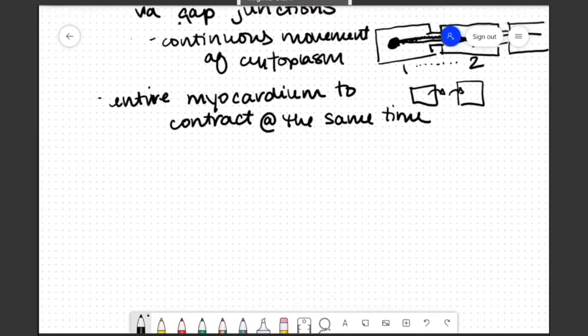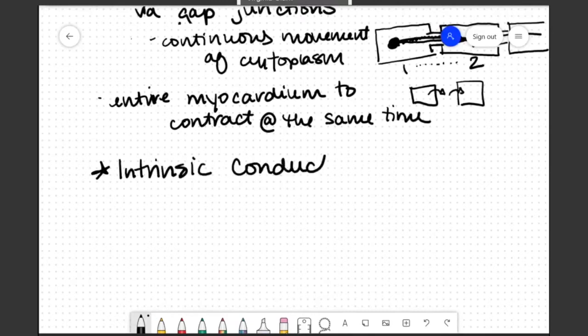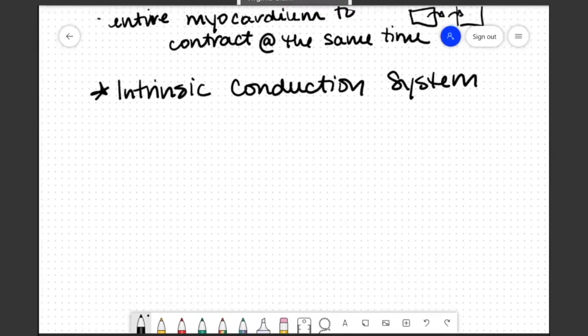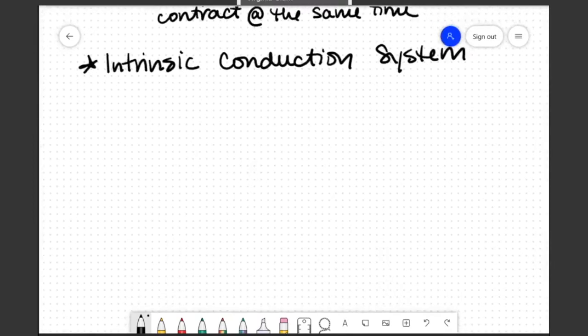So the conduction system, you've got this really cool thing inside your heart called the intrinsic conduction system. And intrinsic is a term that means it's inherent, it is built in, it's automatic, it's not learned, it's not developed. Intrinsic, it is just there, it's inherent to the body itself.